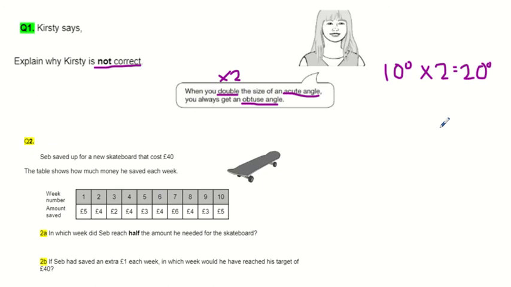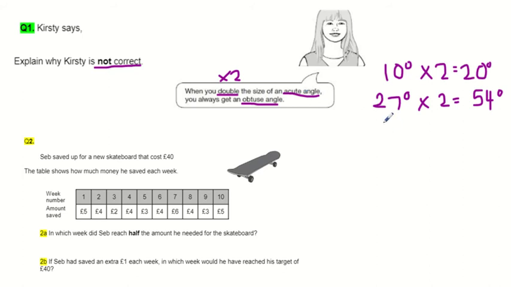Let's think of a more random one now, shall we? What about, let's go a little bit larger. What about 27 degrees? There's my acute angle. It's less than 90 degrees. If I double 27, I get 54 degrees. Again, 54 degrees is not an obtuse angle. An obtuse angle is greater than 90 but less than 180. So again, I'm showing that she's not correct.